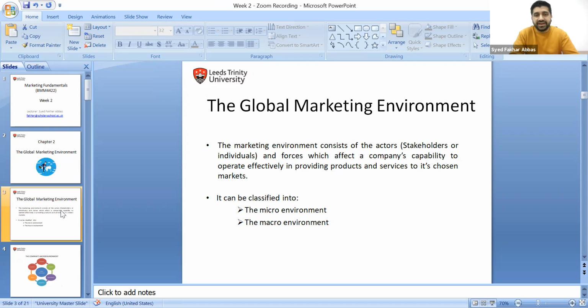So there are two main factors. Number one is the micro environment and number two is the macro environment. These two major factors affect any marketing environment.